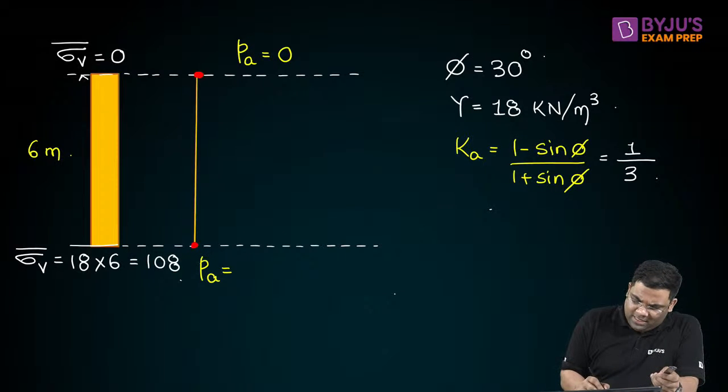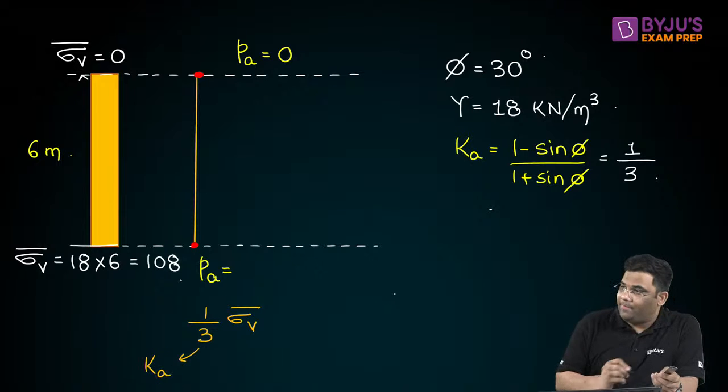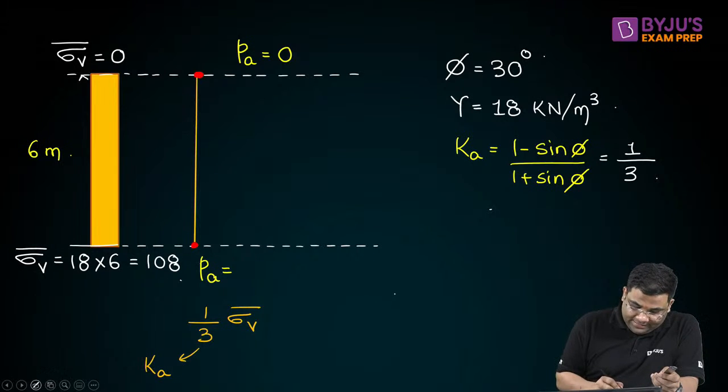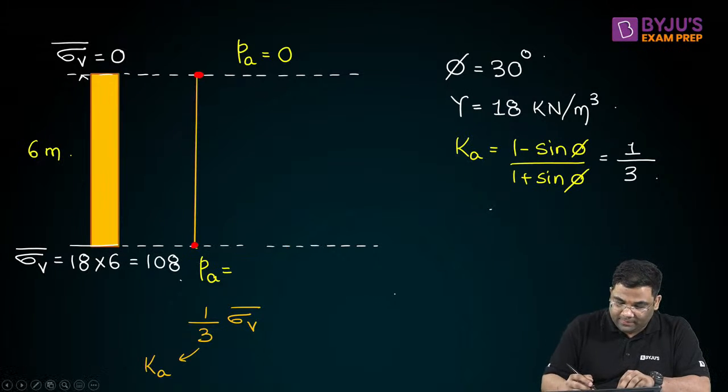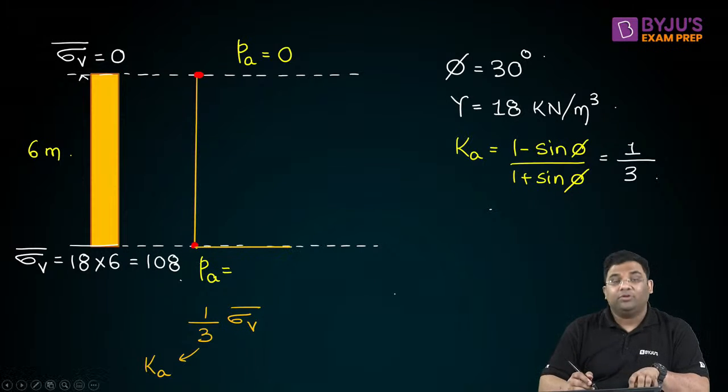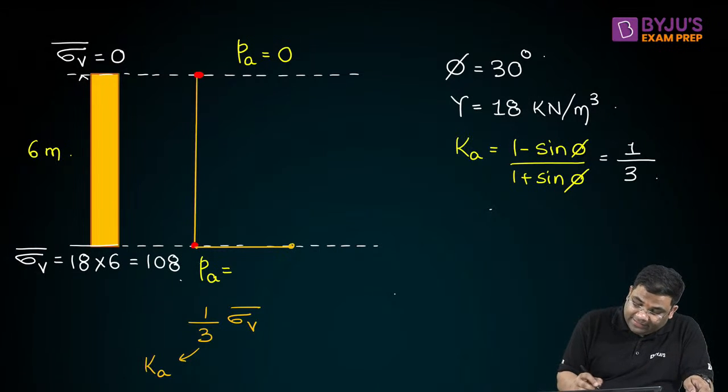Simply, 1 by 3 into vertical stress. Yes, this is Ka, na? It is 36. Yes, 1 by 3 of 108, it is 36. So I can say that it will be 36. I'll draw it. Very good. So here it is 36.